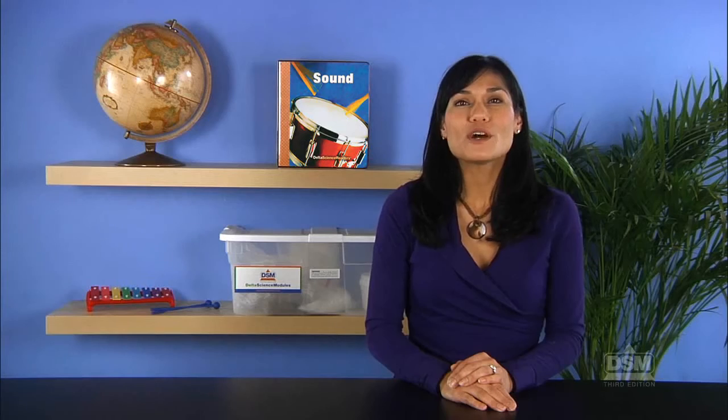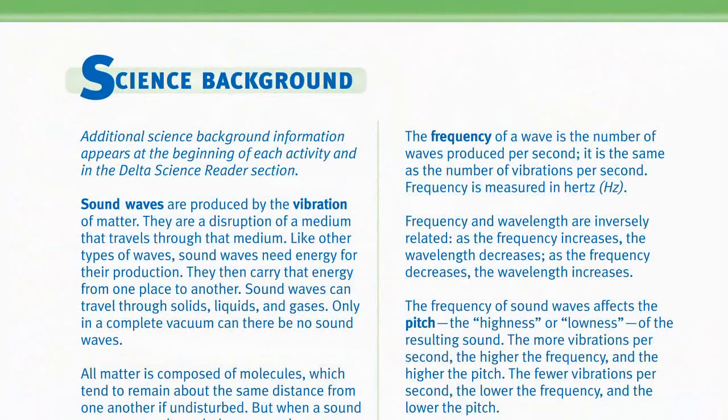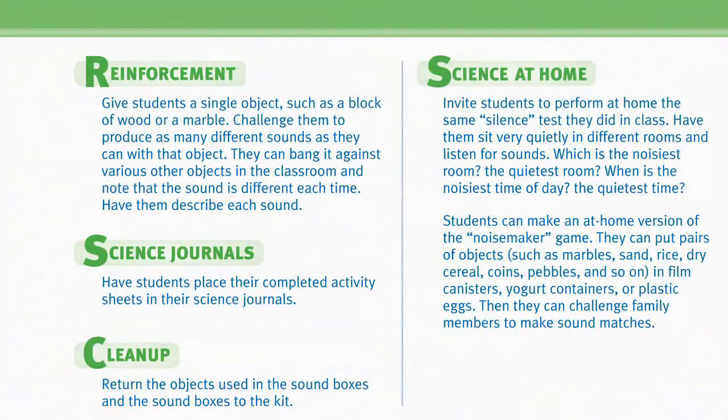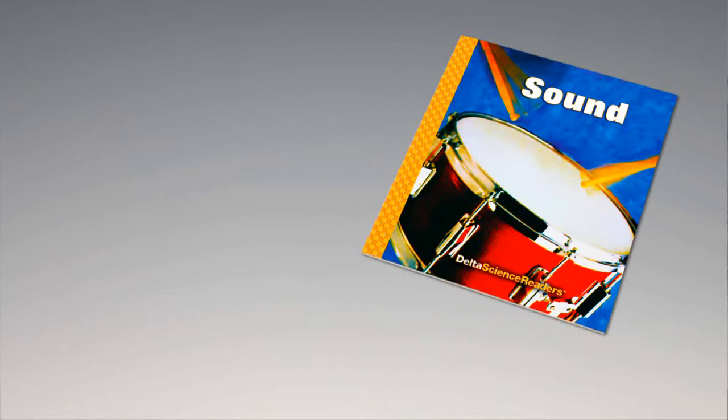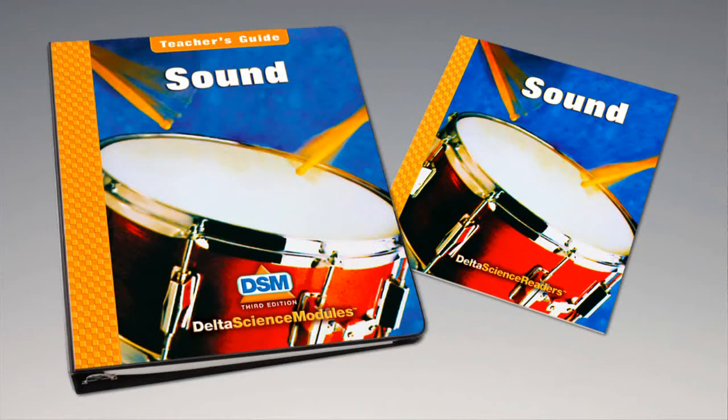To conclude the activity, discard the waxed paper and plastic strips. Return the combs, tongue depressors, and CD to the kit. For science background, reinforcement activities, curriculum connections, and information about the Delta Science Reader, please consult your DSM Teacher's Guide.